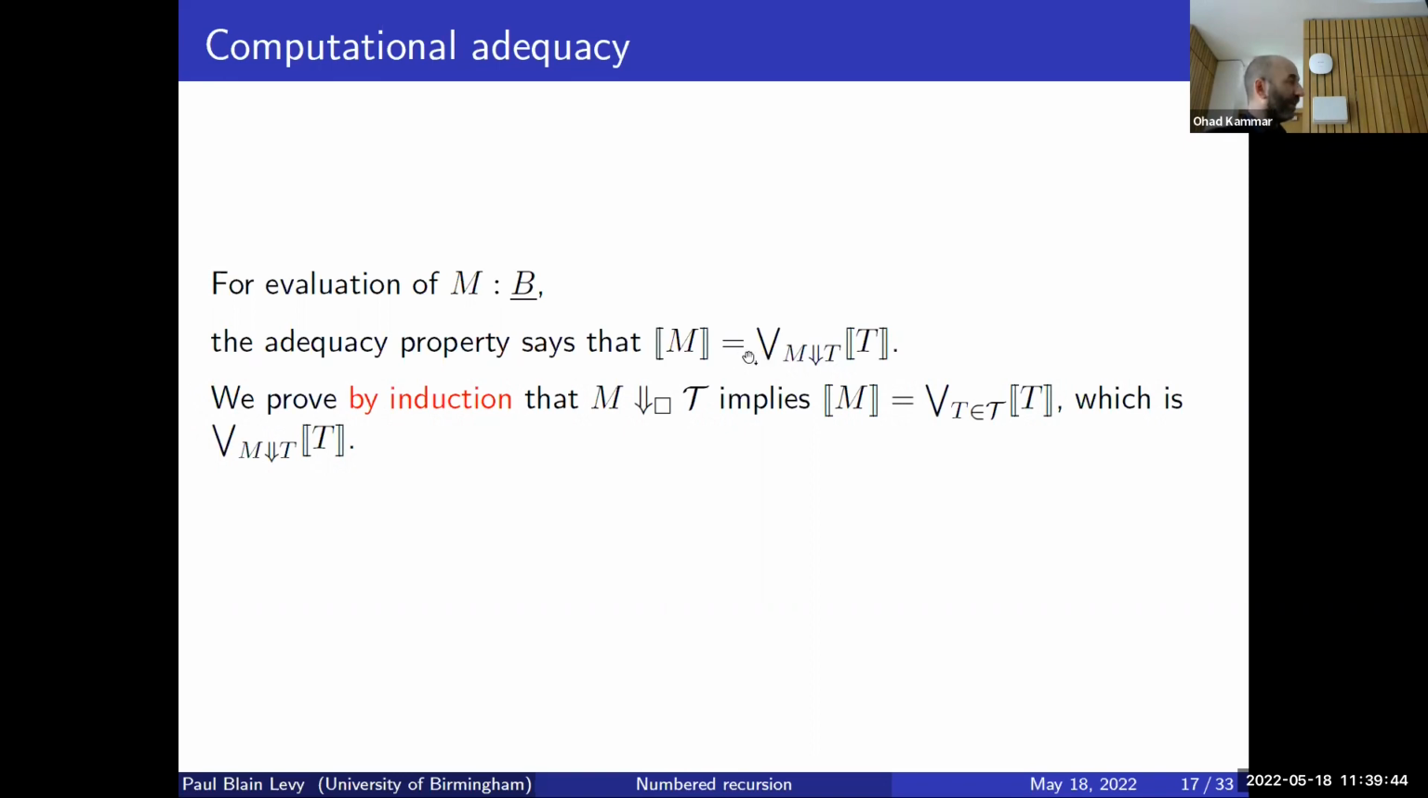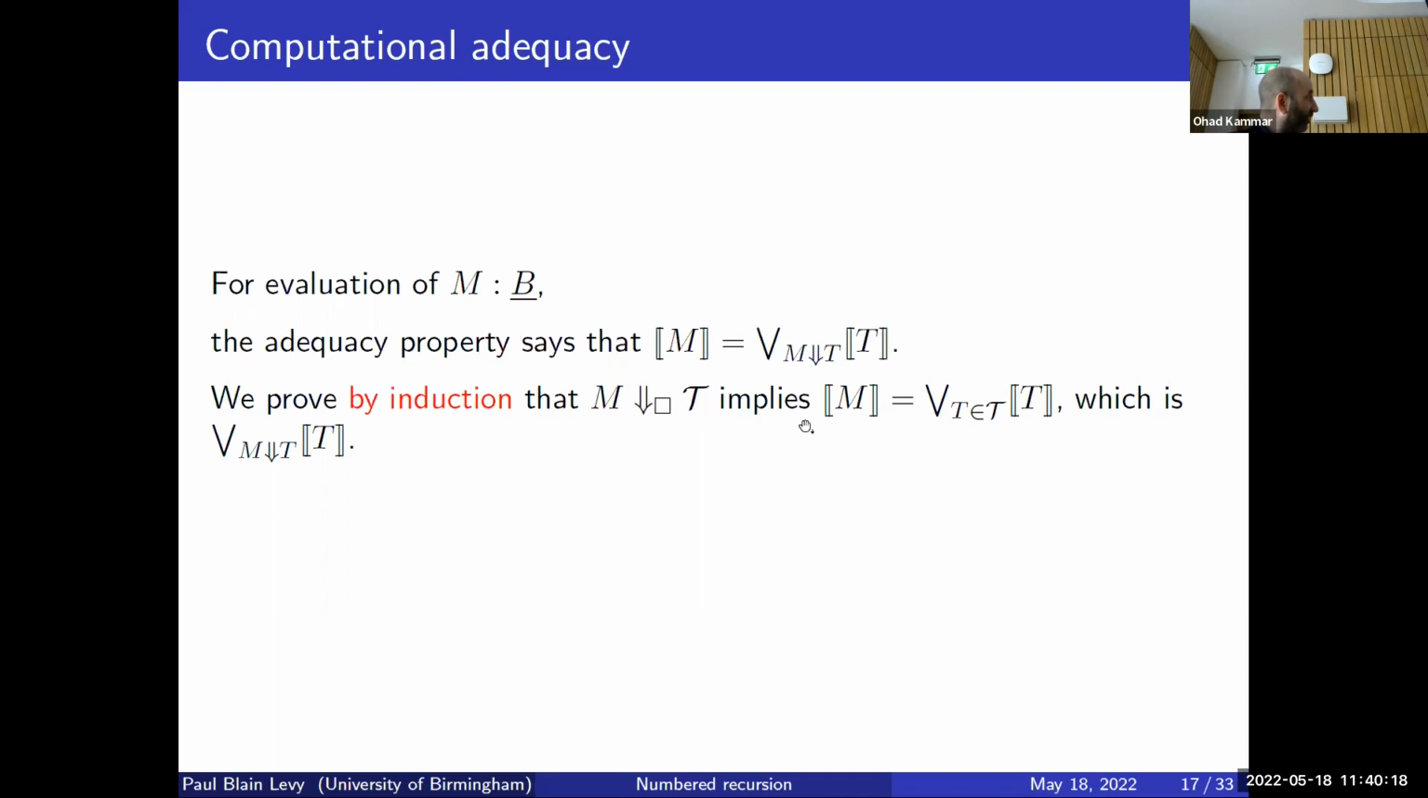So how do we prove this? There's a traditional way of proving this, which is by logical relations. But now we have a really easy way of proving it. We can simply prove it by induction. We just say that if M must evaluate to T, then the meaning of M is the join. Now, remember that this thing is semi-directed, right? And in any CPPO, any countable semi-directed subset has a supremum.